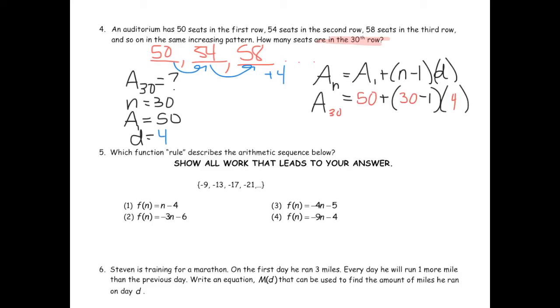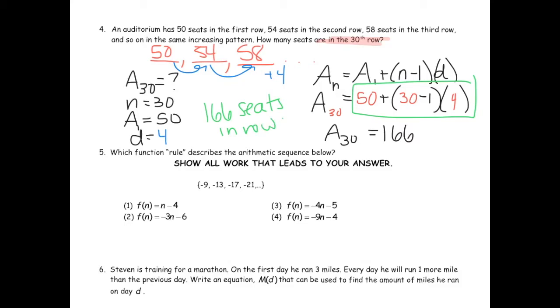Okay, so we plugged in all the values that we have listed on the left. And now I'm just going to put all of this directly into my calculator. The number of seats in the 30th row is 166 seats. So 166 seats in row 30.